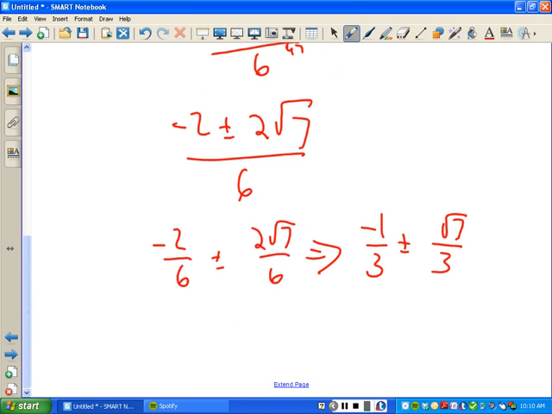Anytime you have a fraction where you have a binomial or a trinomial over a monomial, multiple terms on the top, one term on the bottom, you can split those multiple terms up into multiple pieces using the same denominator. Okay? All right, that's the quadratic formula.